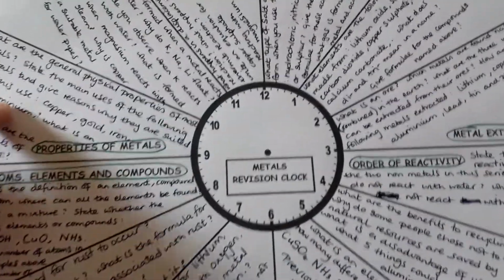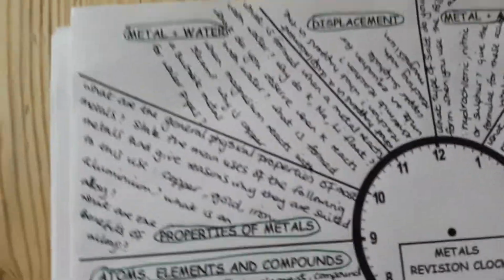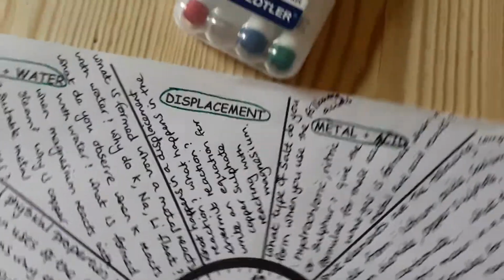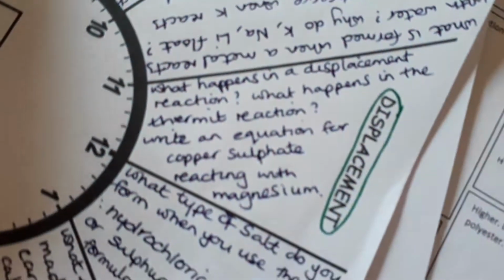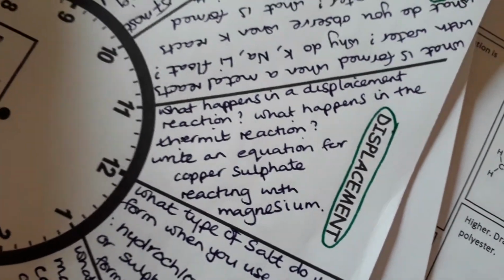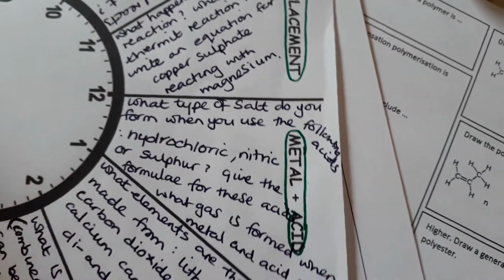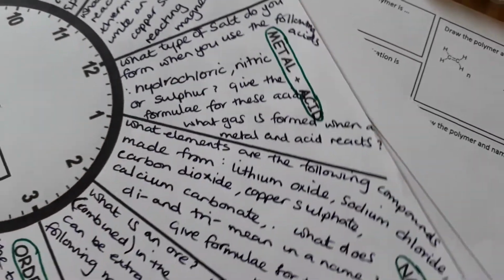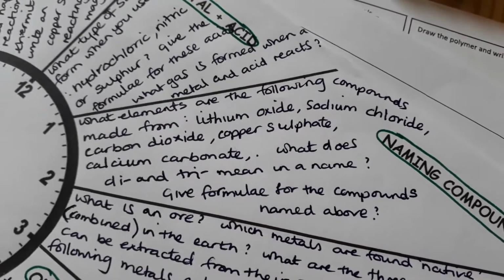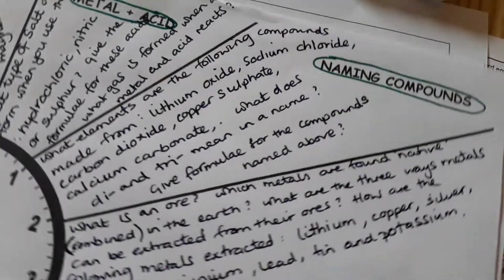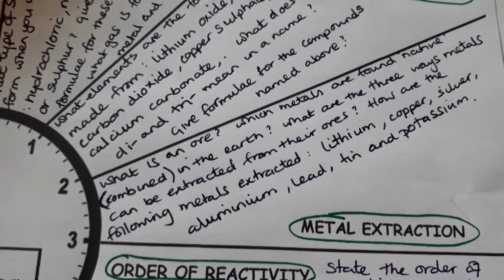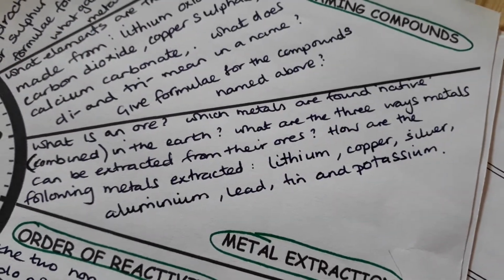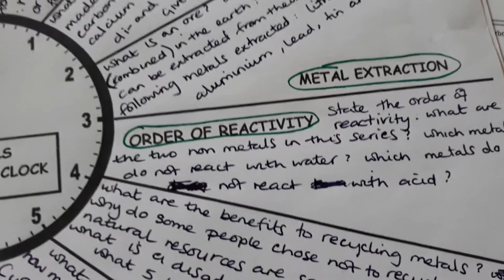And if you want information, you can get the information off the site, but I will do a close-up on all of them so you can pause it and write them down if you need to. So we have displacement, which is this way, and then we have metals and acid, and then naming compounds, and then metal extraction, and then we have order of reactivity.